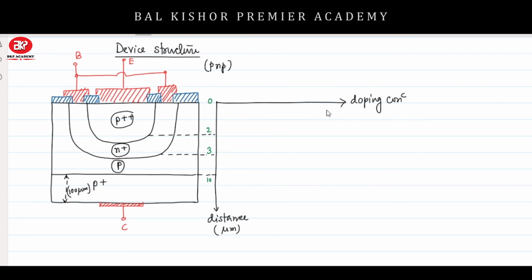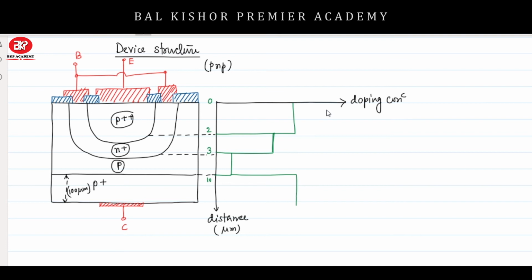Here in the emitter region the doping concentration is the highest, and then comes the base region. In the base region the doping concentration is just below the emitter region, and the collector region will have the lowest doping concentration. And this P plus region has a doping concentration near to the emitter.